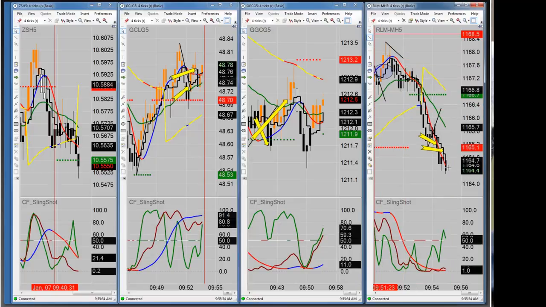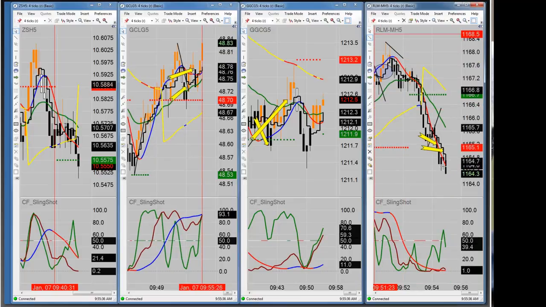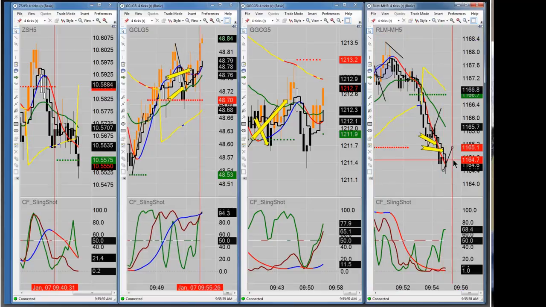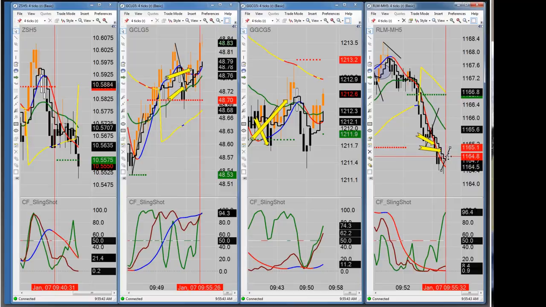And a down close on this would be a momentum short trade right here. Down close on this bar. 64.7 is the high.